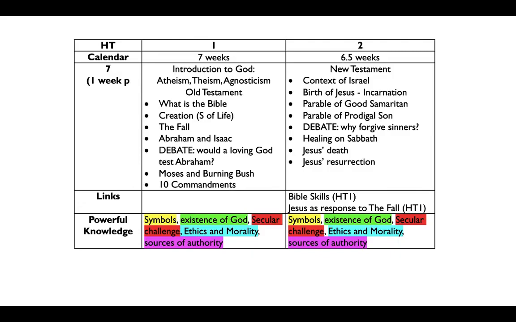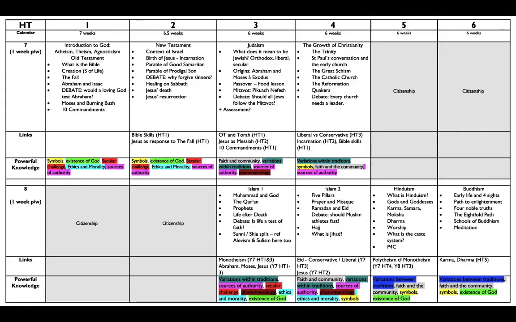it? The links row is all about how that unit relates back to the previous unit. So in the second half term, the fact that they've done Bible skills and the fact that they've done Jesus as a response to the fall informs the New Testament studies that they do.